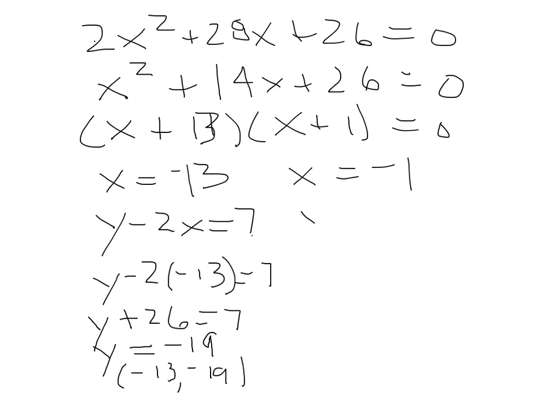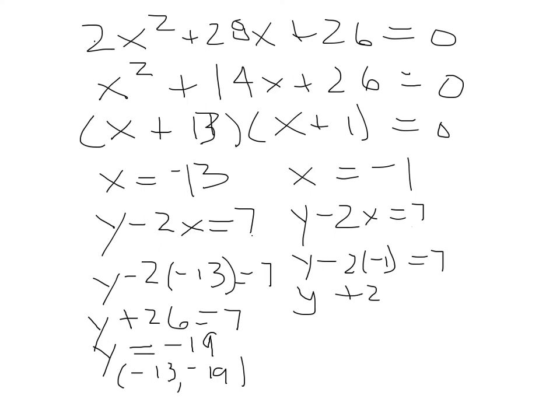And also over here, I can plug in this x value. But I should have the right equation. So y minus 2x equals 7. So y minus negative 2 times negative 1 equals 7. Y plus 2 equals 7. Or y equals 5. Putting that x coordinate of negative 1 together with 5, I get the other point of intersection, negative 1, comma 5.